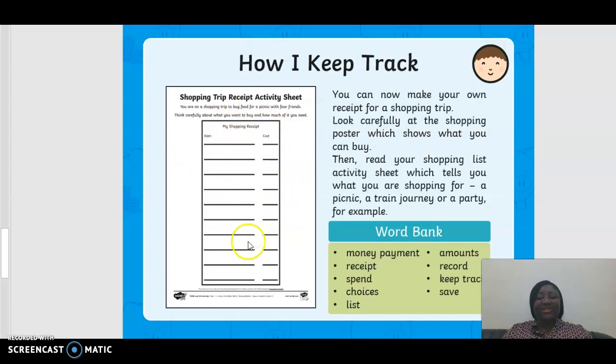And this is the activity sheet I have attached to your work today. You're going to pretend you're going to go to a park, and then you choose items and keep a receipt of how much you have spent on each of the items. And when you're done working on your receipt, you're going to send it back to me.